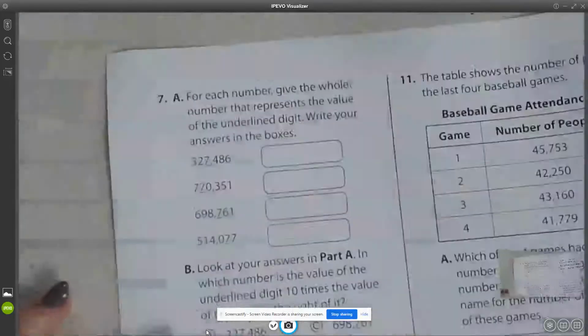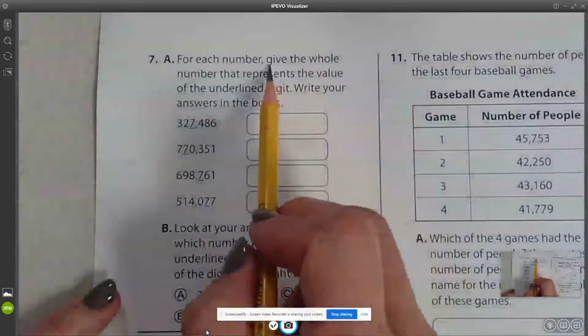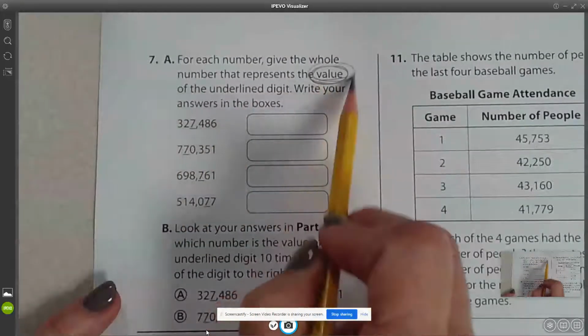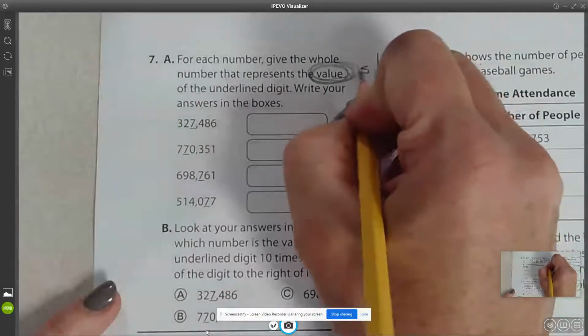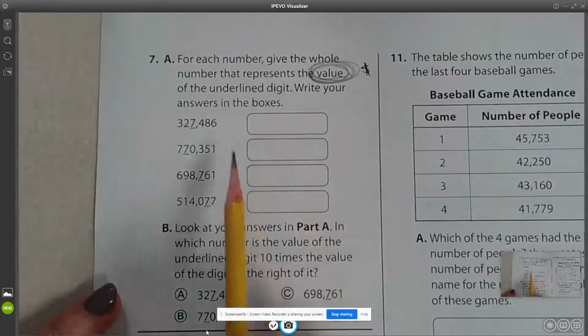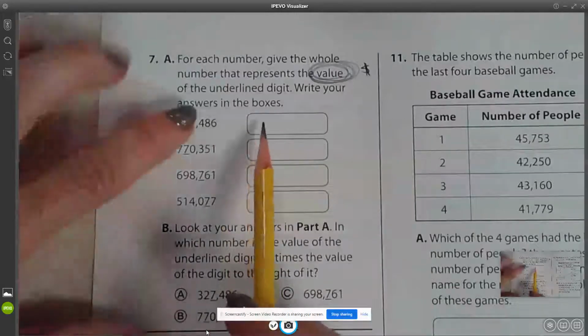All right. Let's take a look. Hopefully you're doing pretty well and feeling pretty good about your math skills by now. Number 7. For each number, give the whole number that represents the value. And I like to circle what I'm looking for. That means money. Well, it doesn't mean money, but in my brain that helps me. Of the underlying digit, and write your answers in the box.